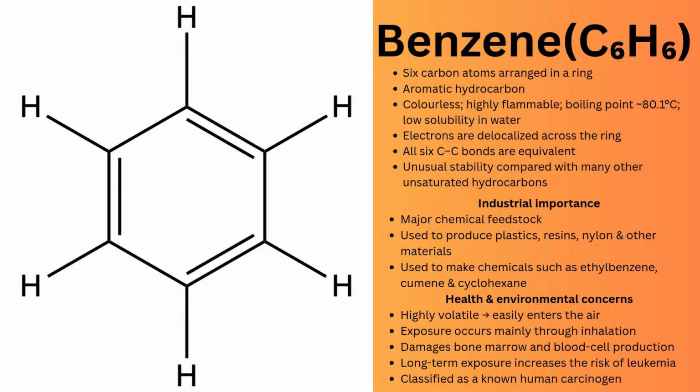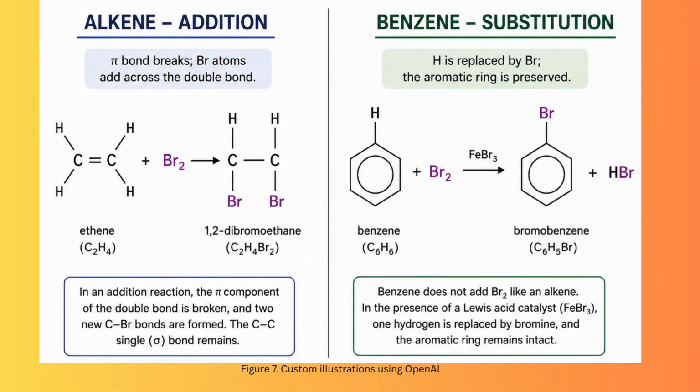Instead of easily breaking apart its electron system through addition reactions, benzene tends to undergo substitution reactions that allow the aromatic ring to remain intact. This relationship between electron arrangement, molecular structure, stability, and reactivity is a really good example of why understanding chemical bonding matters. A structure drawn on paper can actually tell us a lot about how a substance is going to behave.